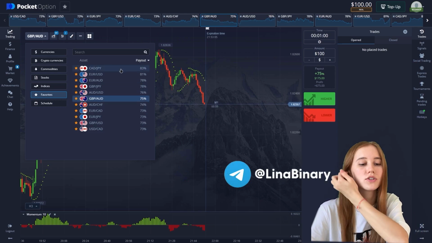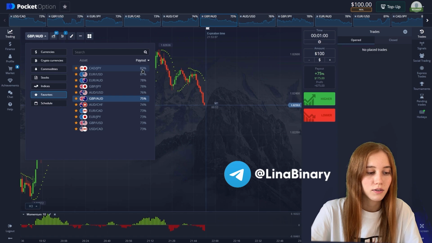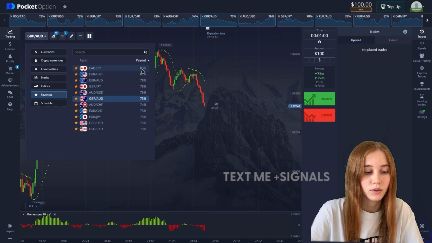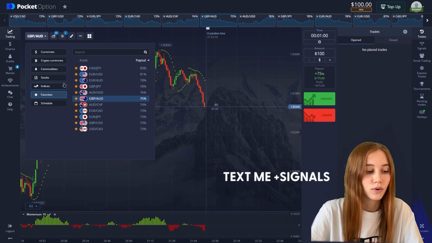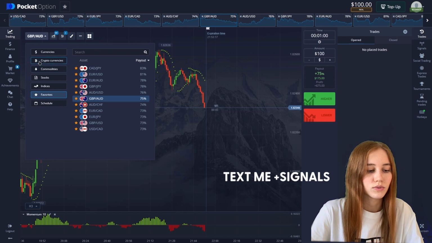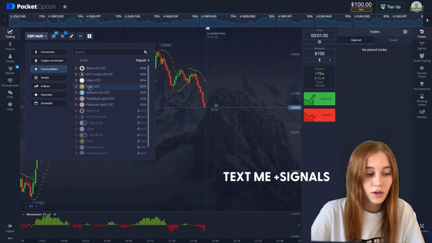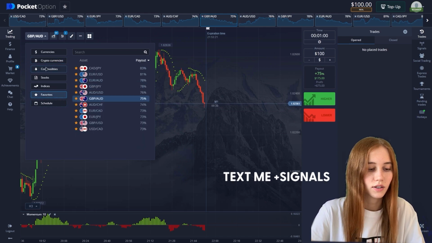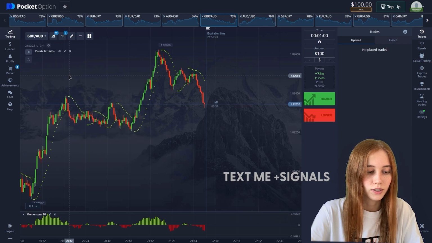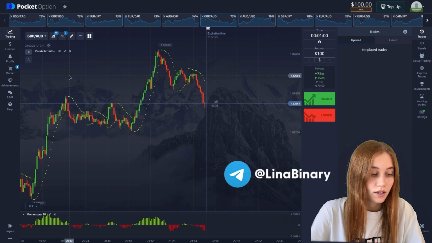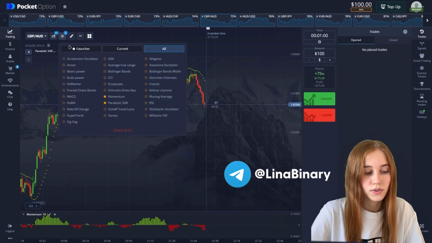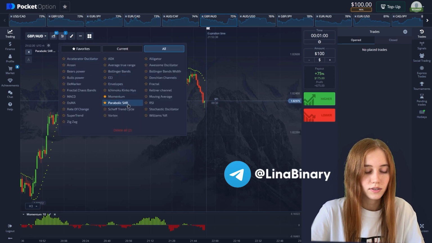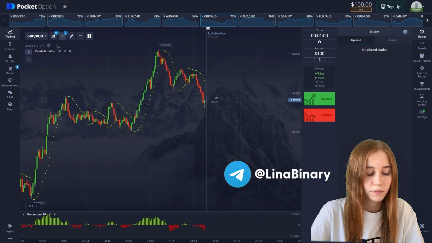The payout percentage is, for example, if it's 83 and you place a bet of $100 and it comes in, then your profit will be $83. You can also trade with crypto, gold, silver, and so on. We'll trade currency pairs. So we'll also use two very cool indicators, momentum and parabolic.